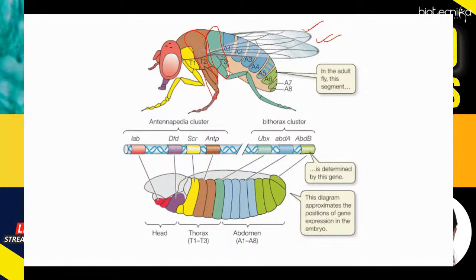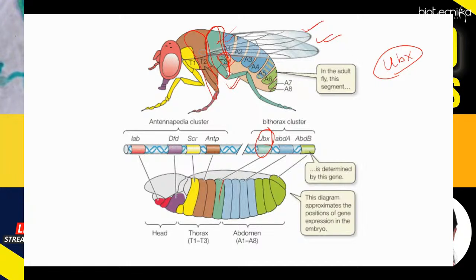Similarly, Ultrabithorax is exclusively expressed in T3 and A1. Along with it, Antennapedia is also there, so together they produce a kind of combination. But whatever it is, they are controlling haltere production. You can see this green color. It is the UBX gene, which is called ultrabithorax.